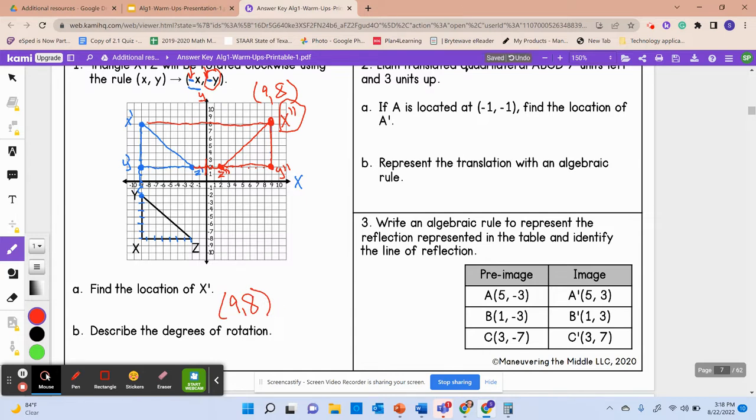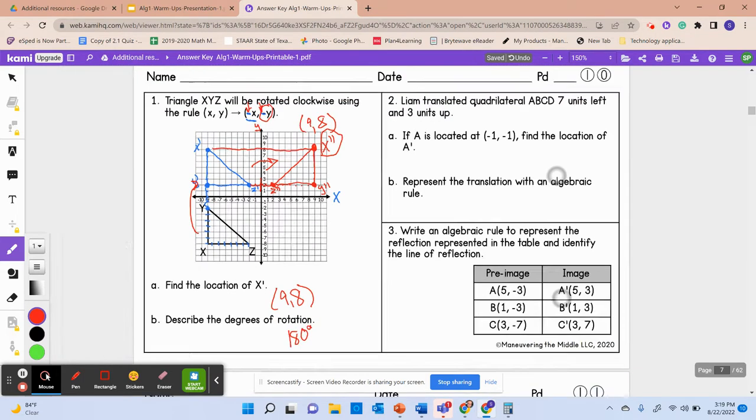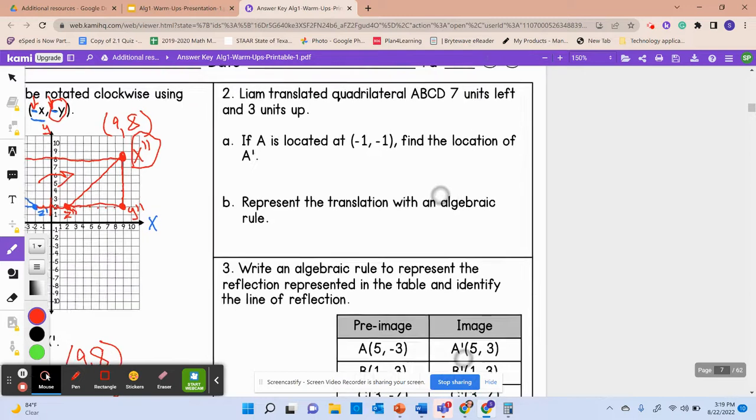Describe the degrees of rotation. Well, if you flip it once to a square, that's 90 degrees. But if you flip a square twice, then that gets you up to 180 degrees. 90 and 90 gets you to 180. Let's look at number 2.